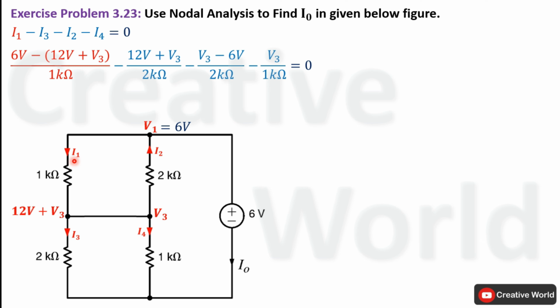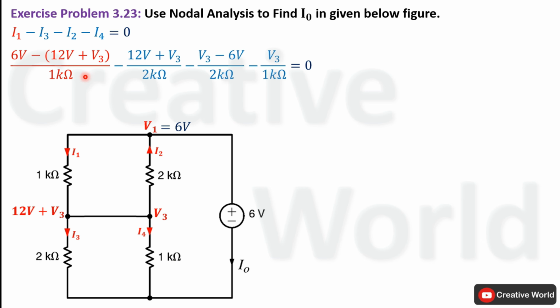And equation for current I1 will be equal to 6 volt minus into 12 volt plus V3 divided by 1 kilo ohm. Next, current I3 will be equal to voltage across this resistance, which is 12 volt plus V3 divided by the value of resistance. Current I2 will be equal to the potential difference between these two non-reference nodes divided by the value of resistance. The direction of current I2 is from node 3 to node 1. So potential difference will be taken as V3 minus V1 divided by 2 kilo ohm, and here V1 is replaced with 6 volt. Last current I4 will be equal to V3 divided by 1 kilo ohm.